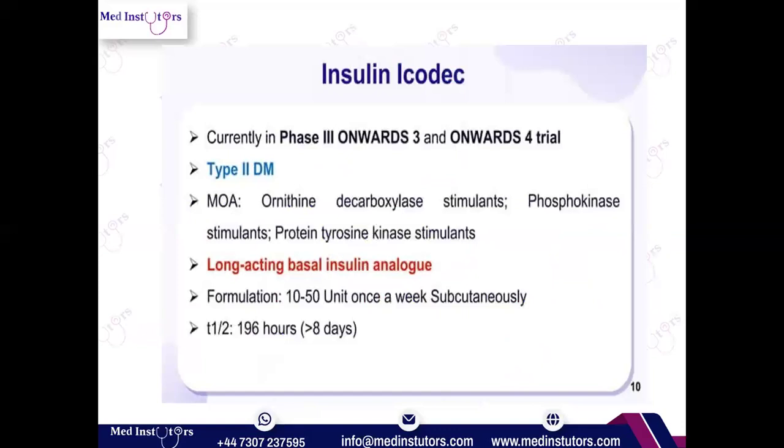Now we have icodec. This icodec can be given weekly. It's considered a weekly insulin. It's an ultra long-acting insulin. Insulin icodec is not approved by the FDA yet, but may get approval towards the end of this year. It is approved in certain European countries, Canada, etc., for the management of type 1 and type 2 diabetes, especially type 2 diabetes. It's a long-acting basal insulin analog. It can be given once weekly subcutaneously.